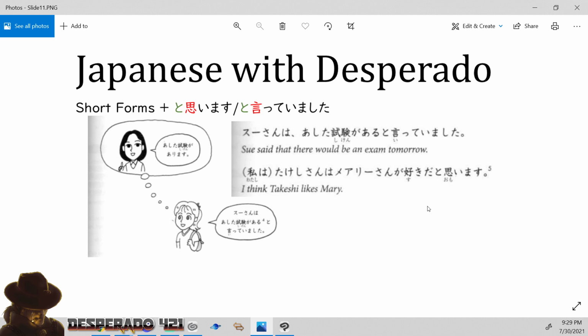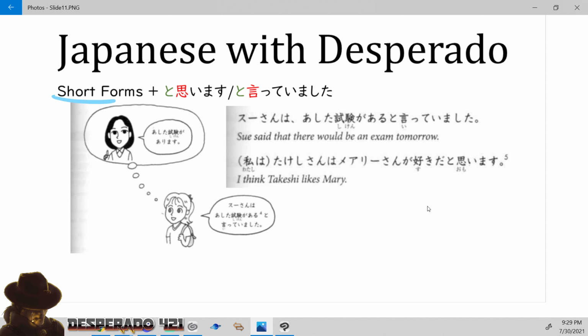This is the reason why I went over the verbs and the adjectives so much, because we're going to be using those forms that we just went over, the short forms, with to omoimasu and to itemasu. So this is think, and this is omou. Omoimasu, and this is itemasu. So this is think and say. What this means is that I think about somebody, or somebody said something.